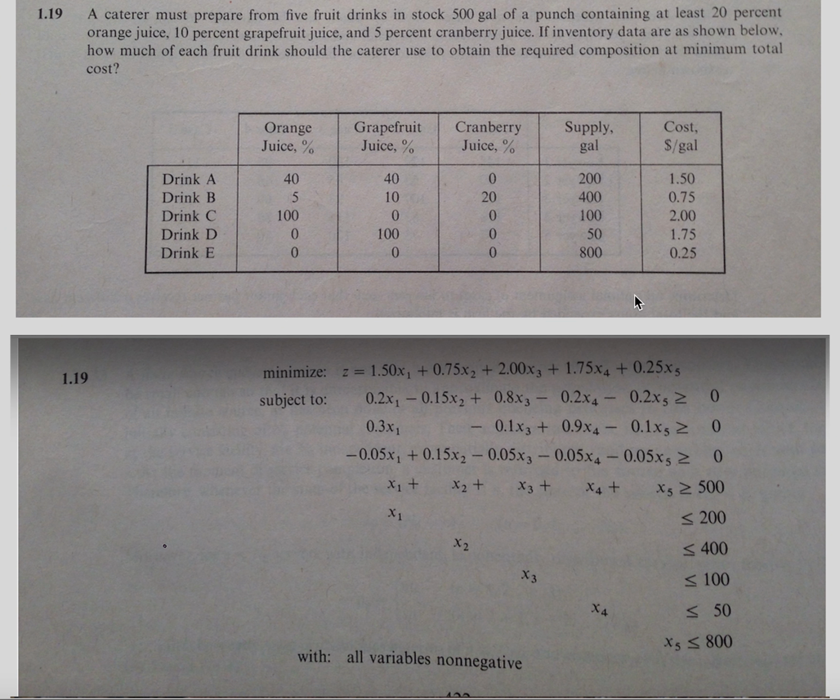Each drink has only a limited supply given by the supply gallon column. So each of those variables has to be less than or equal to each of those numbers. That's why we see x1 less than or equal to 200, x2 less than or equal to 400, x3 less than or equal to 100, x4 less than or equal to 50, and x5 less than or equal to 800. Again, of course, all these variables have to be non-negative. You can't produce or mix in a negative amount of gallons.